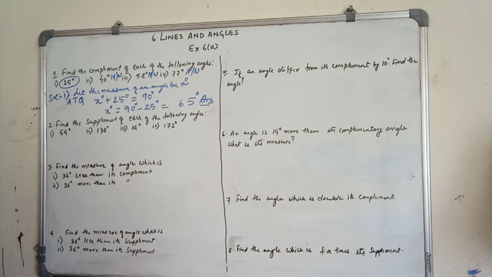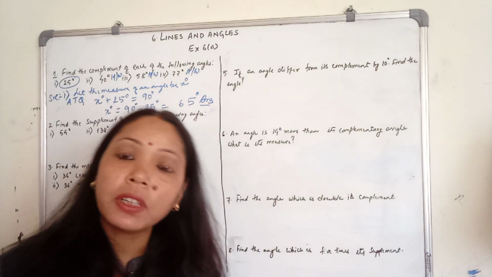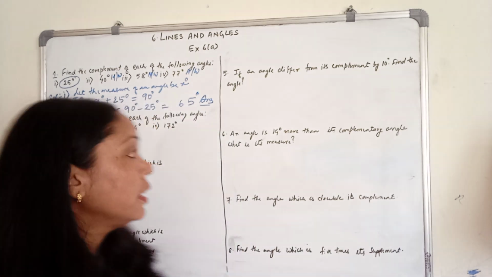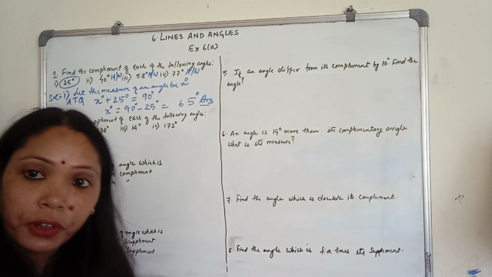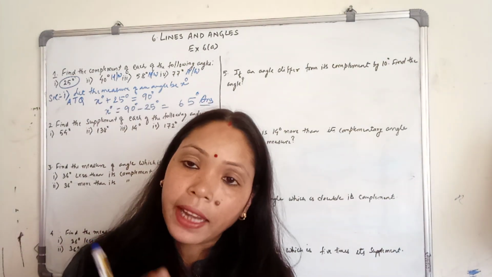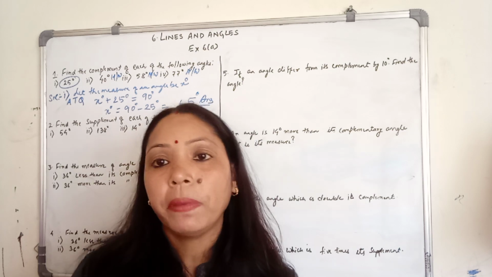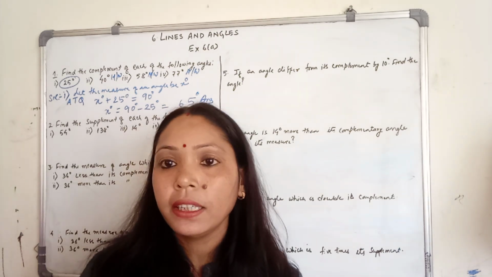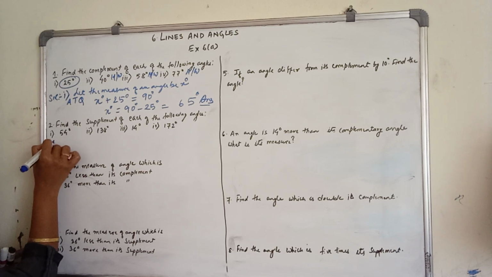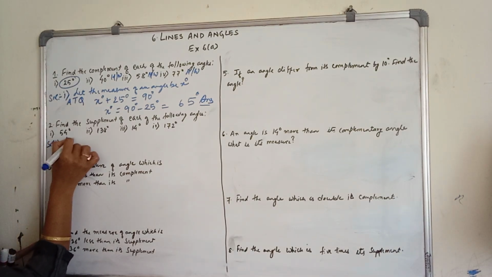So supplement. Supplement means the sum of the two angles is 180 degrees. One angle is given as 54 degrees. If you take the other angle as x, then x plus 54 will be 180 degrees. So solution number 1, let's start like this.